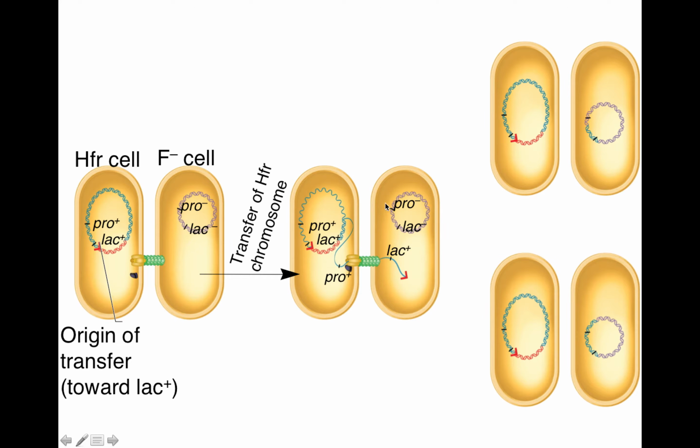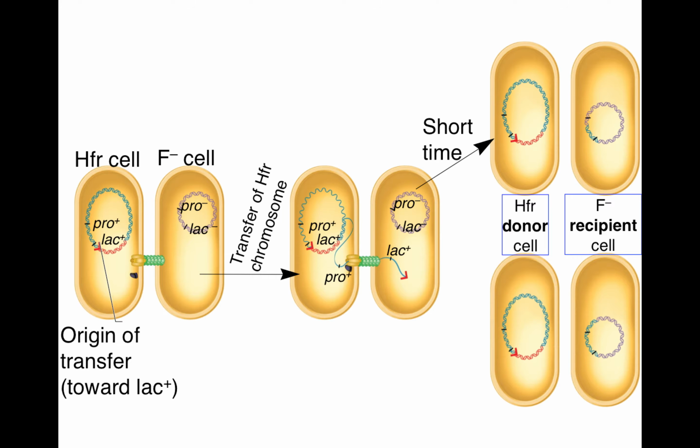So if you have an F- cell that is pro minus and LAC minus, and an HFR cell that's pro plus and LAC plus, you can end up transferring that genetic information and converting this cell now into a LAC plus pro plus. So we have our HFR donor cell, which retains its original genotype, and our F- recipient cell now that has some additional pieces of DNA in it.